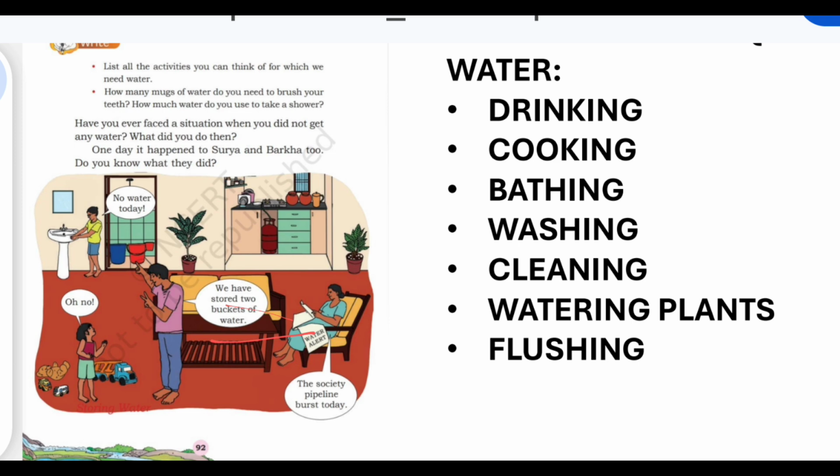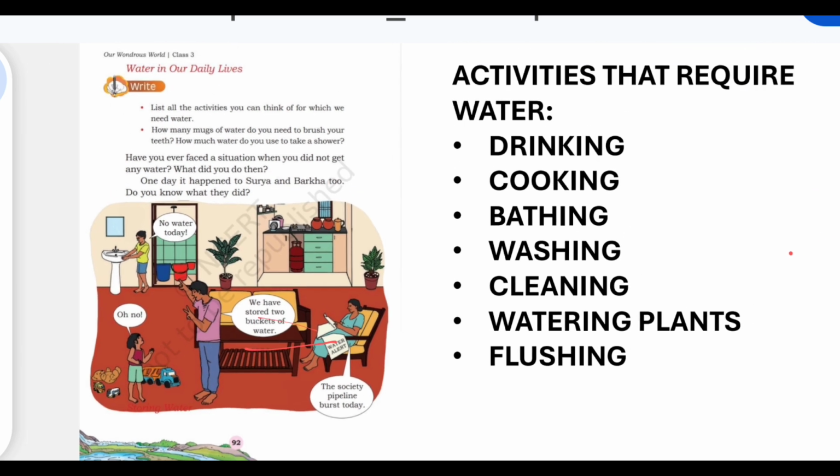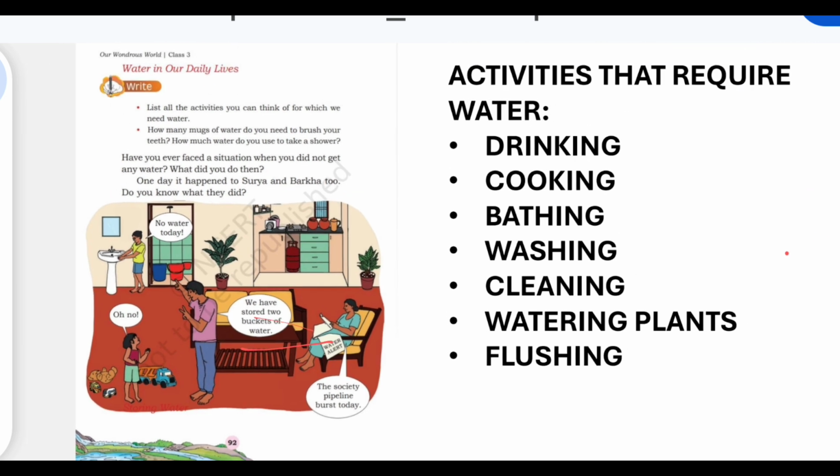Before going to the image, I would like you to read all these activities that require water. What are these? Drinking, cooking, bathing, washing, cleaning, watering plants, and flushing. These are a few activities that require water. If you have any more activities that you think require water, then you can add them.